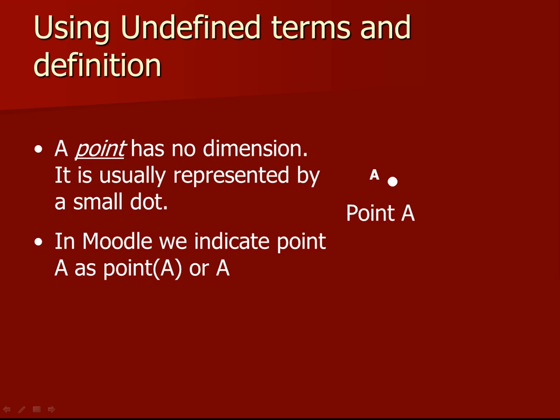So a point has no dimensions. It's usually represented by a small dot. In Moodle, here's how we would write it. We'd write it as point A, the word point, followed by, in parentheses, the point that we're talking about. Point A, for example, or even just a capital A. It'll make sense when you get to it.